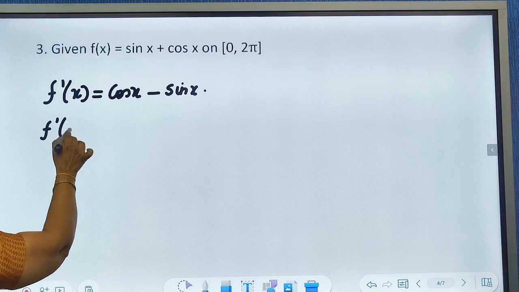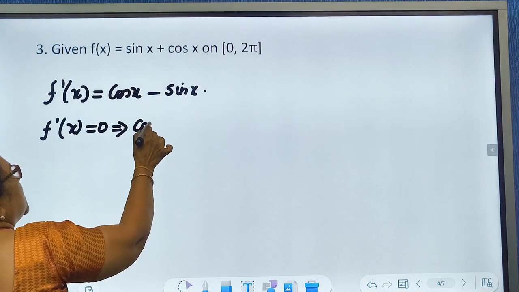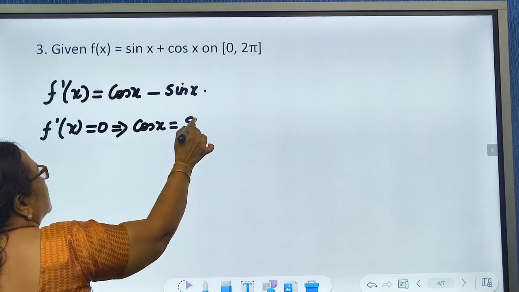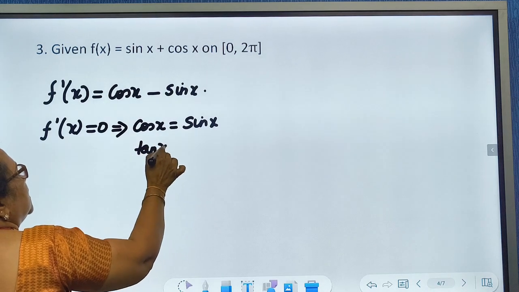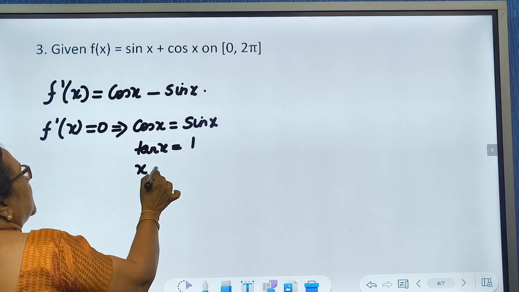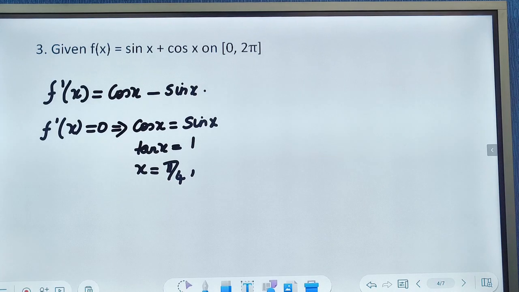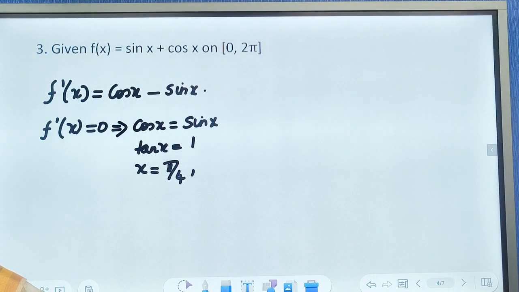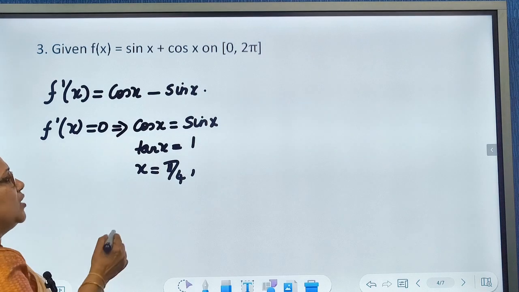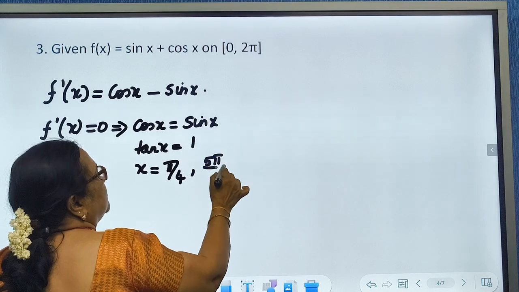Now, f dash of x equal to 0 implies cos x equal to sin x, or tan x equal to 1. That is x equal to pi by 4. Tan is positive in the first quadrant and in the third quadrant. Third quadrant means pi plus pi by 4, which is 5 pi by 4.